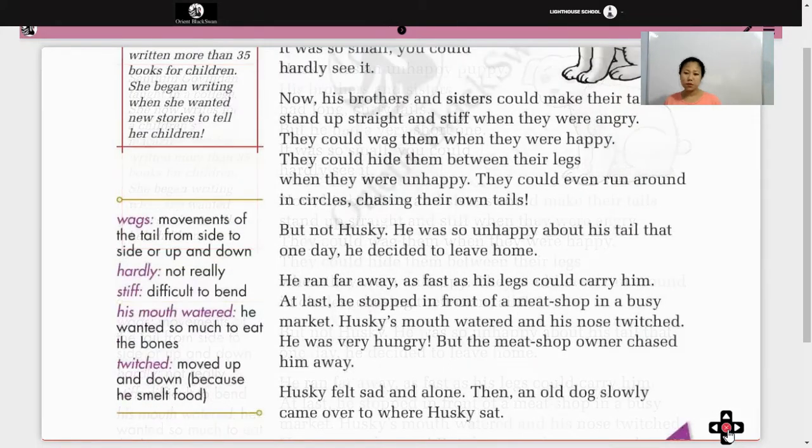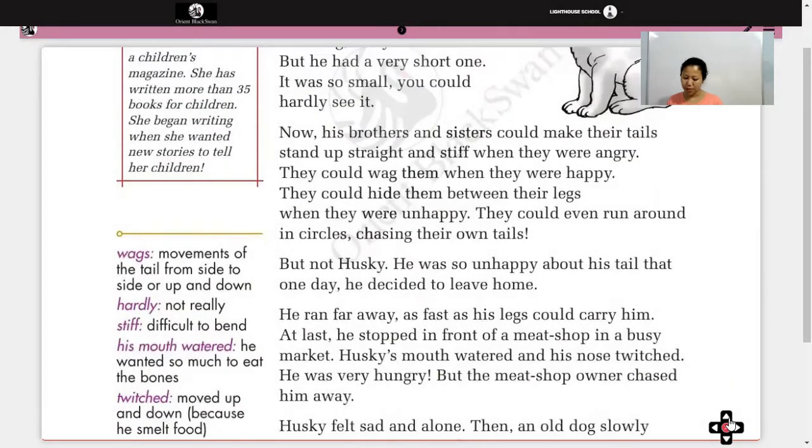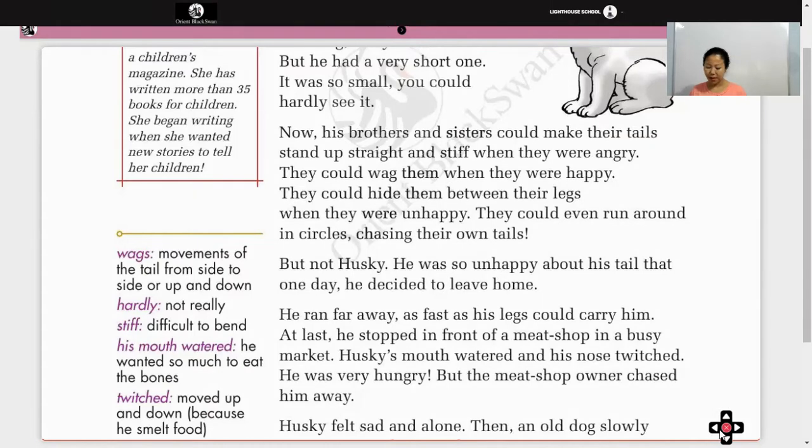Now, Husky was an unhappy puppy because he had a short tail. But his brothers and sisters could play with their tails because they had long tails. They could also make their tails stand up straight and stiff when they were angry, and they could wag their tails when they were happy, and they could also hide their tails between their legs when they were unhappy. They could even chase around their own tails. But Husky could not do this, and because of this, he was so unhappy.